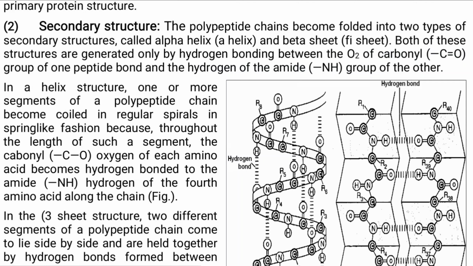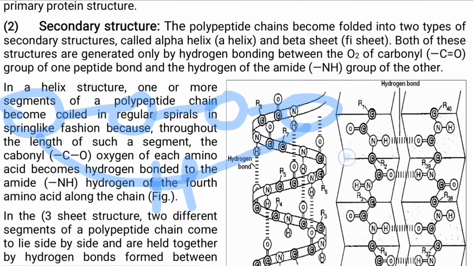Now, in a helical structure, one or more segments of a polypeptide chain become coiled in a spiral formation. So ultimately you will observe this type of structure. Throughout the length of such a segment, the carbonyl oxygen of each amino acid becomes hydrogen bonded to the amino group of the fourth amino acid along the chain. Do remember, the first amino acid is bonded to the second, third and the fourth. If the first and fourth are bonded with a hydrogen bond, the structure becomes like this, and that is what we call the helical structure.